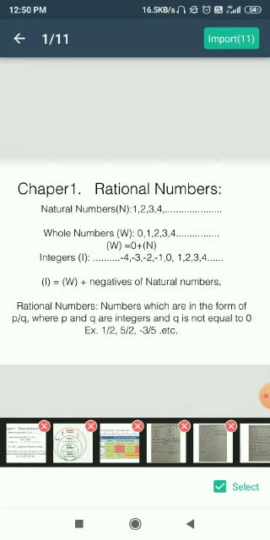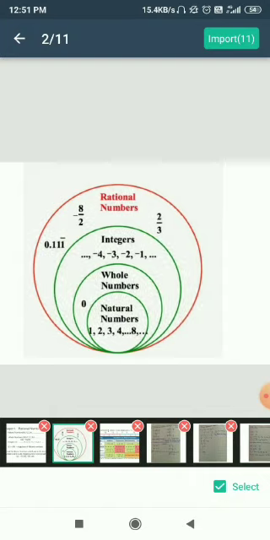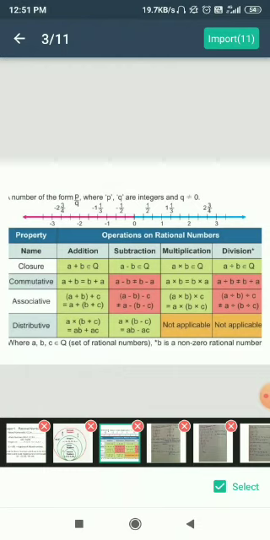Now what are rational numbers? Numbers which are in the form of p by q, where p and q are integers and q is not equal to 0, are called rational numbers. Example: 1 by 2, minus 3 by 5, and so on. Now this diagram will make you understand clearly natural numbers, whole numbers, integers, and rational numbers. Now next is to study the properties of the rational numbers.